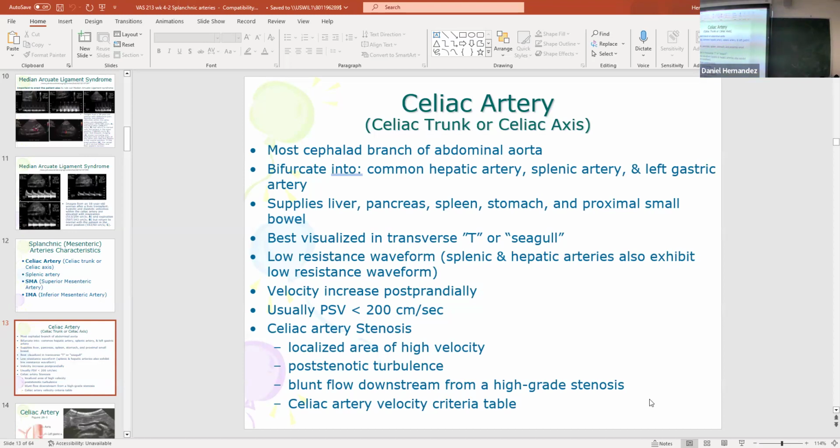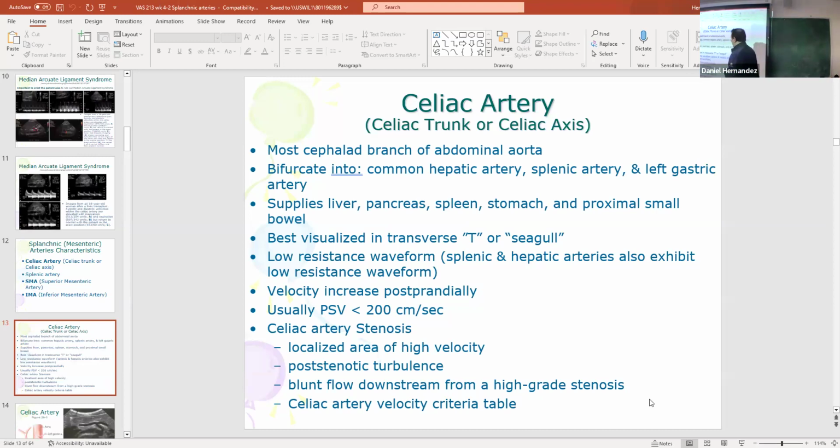So in terms of resistance, what does this waveform look like? High resistance, low resistance? Low resistance, definitely, because this is, again, supplying blood flow to our organs. We see a bunch of organs listed there: liver, spleen, pancreas, stomach. So we need low resistant blood flow in this vessel.